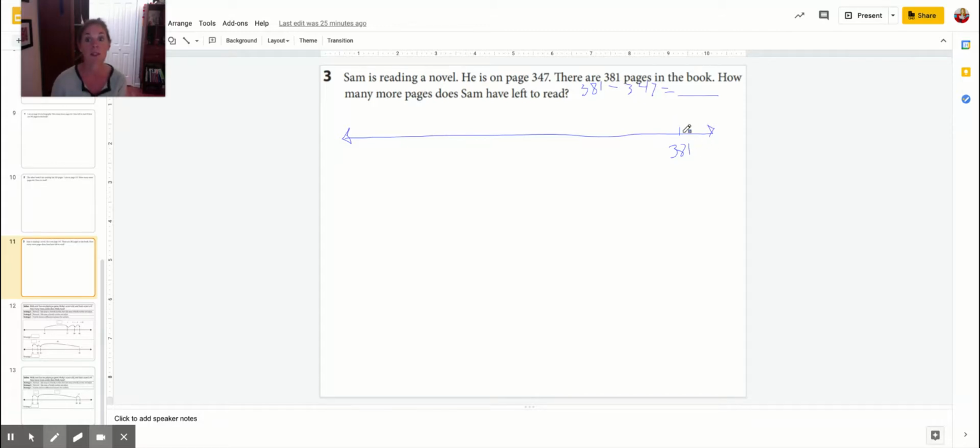So the first thing we could do is just take away that 300, huge chunk. So we're taking away 347. There's 300 of it, and we're left with 81. Then we can take 1 away to get to 80.